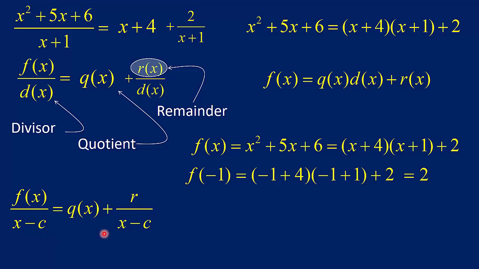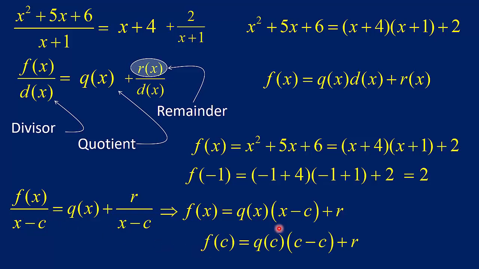So what I've done is set up this situation generally. Now if I multiply through by x minus c, like I did over here, look what I get. f of x equals the quotient times the divisor, x minus c here, where it was x plus 1, plus the remainder, that's the 2 here. Now watch what happens if I evaluate this function and find f of c. If I plug in c, I get q of c times c minus c, which is 0, plus r. So it's just equal to r.